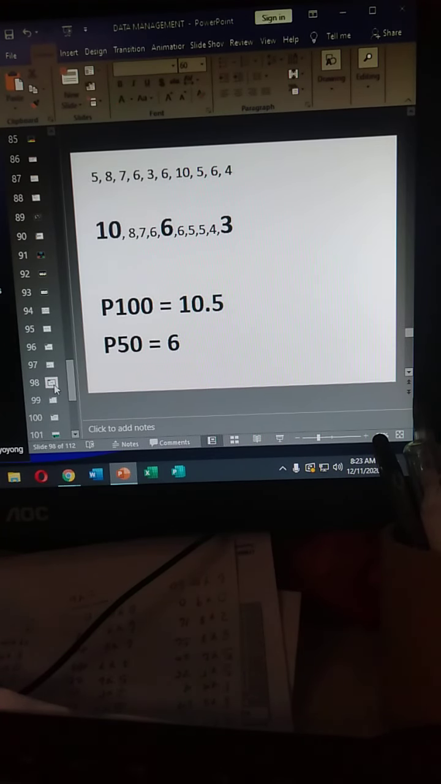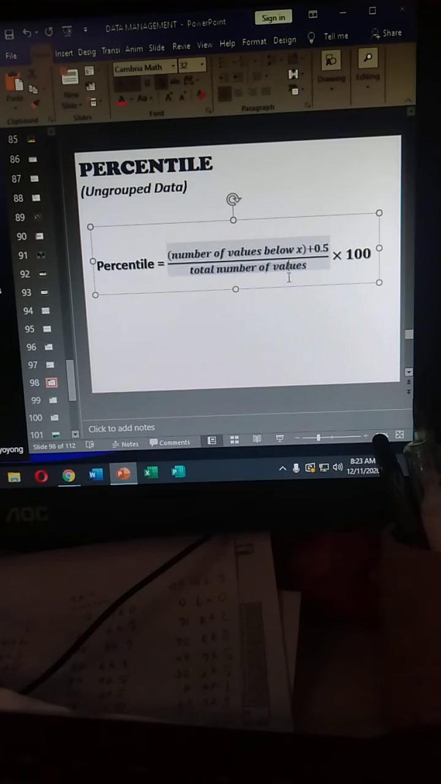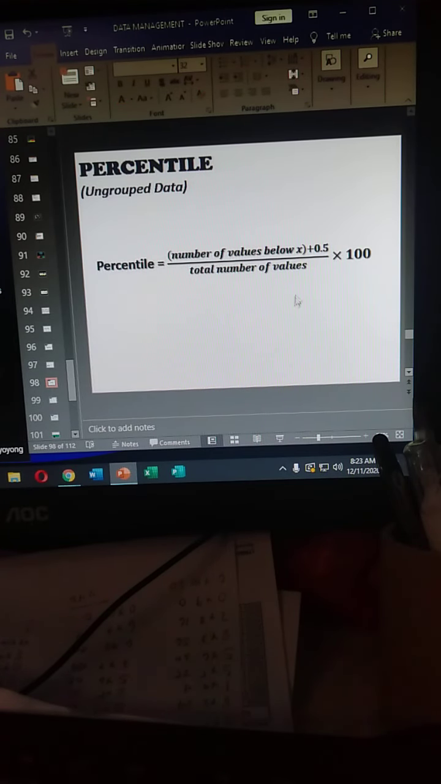Now, next. Percentile for ungrouped data. We also have another one, this formula: the number of values times 0.5, plus 0.5 rather, over the total number of values, times 100%. Let's leave this for now.